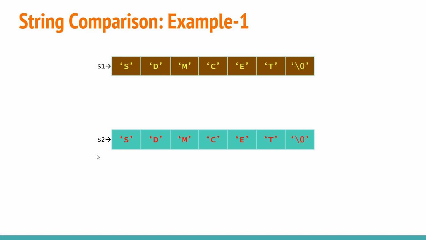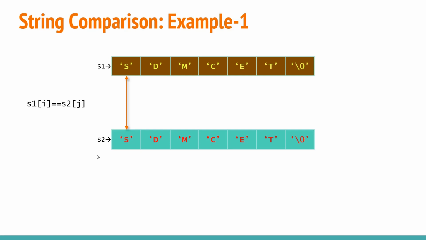According to this, the strcmp should return 0. How this is performed is what we are going to see now. So the first element of s1 is compared with the first element of s2. So it's nothing but compare the ith element of s1 with jth element of s2. If it is same, go for the next element or till you reach backslash 0. So compare the first element of s1 with first element of s2.